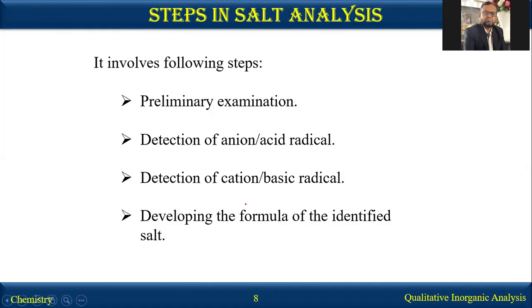The steps involved in salt analysis. First is the preliminary examination that gives you an idea of what could be present in the given sample of the salt.